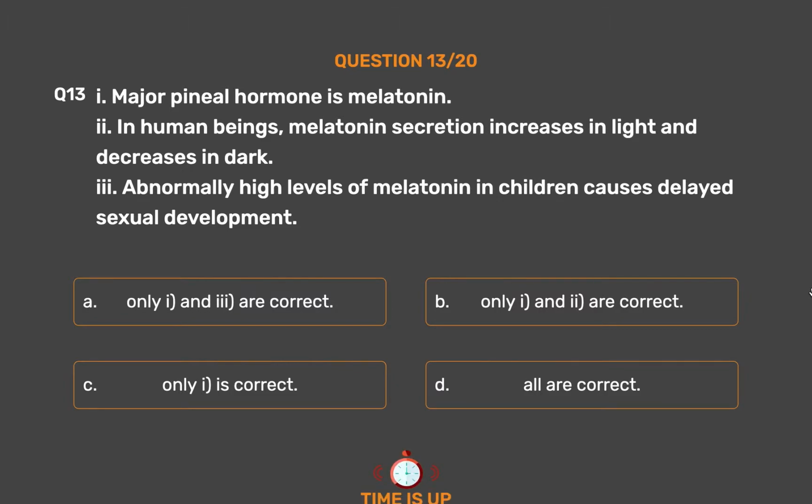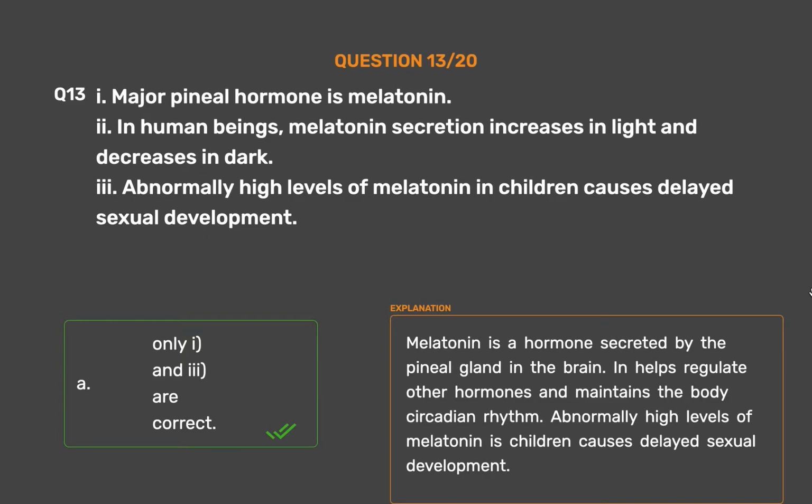The correct answer is Option A. Only 1 and 3 are correct. Melatonin is a hormone secreted by the pineal gland in the brain. It helps regulate other hormones and maintains the body's circadian rhythm. Abnormally high levels of melatonin in children causes delayed sexual development.